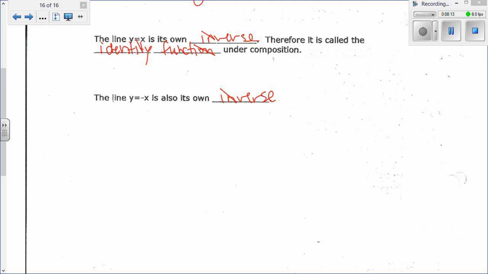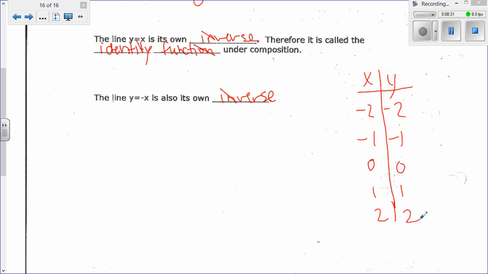Okay, so what that means, if I take the line y equals x and -2, -1, 0, 1, and 2, just put some points. If this line y equals x, all the x's are equal to each other, all the y's are equal to each other. If I were to just switch x and y, nothing is going to change. That's why it's the identity function.